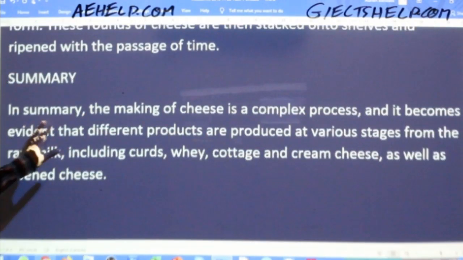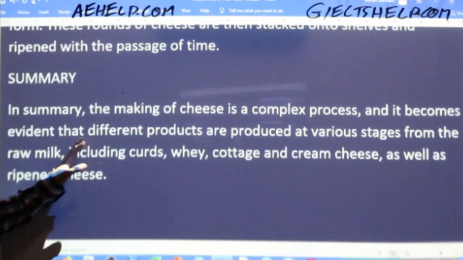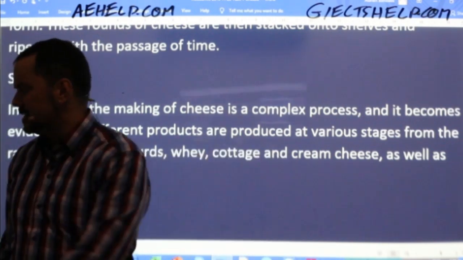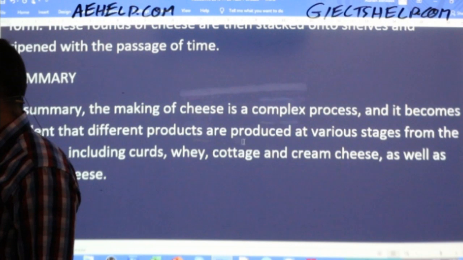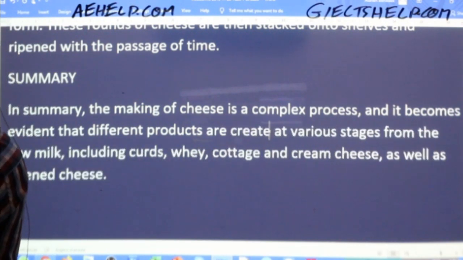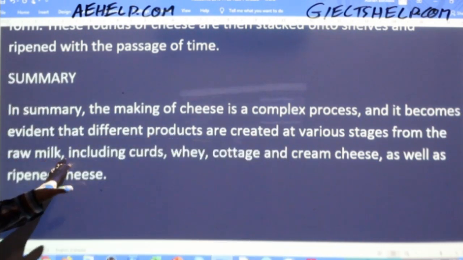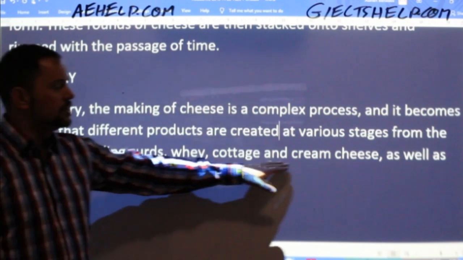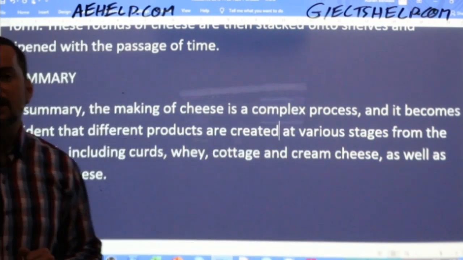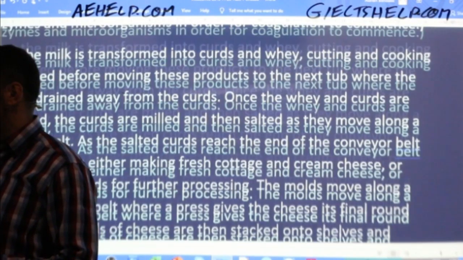In summary, the making of cheese is a complex process, and it becomes evident that different products are created. I don't want to say produced, because products produced is a little bit awkward, so created is better. At various stages from the raw milk, including curds, whey, cottage and cream cheese, as well as ripened cheese. That would be your band 9 task 1 diagram essay.